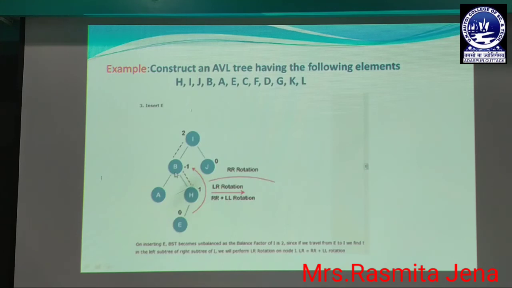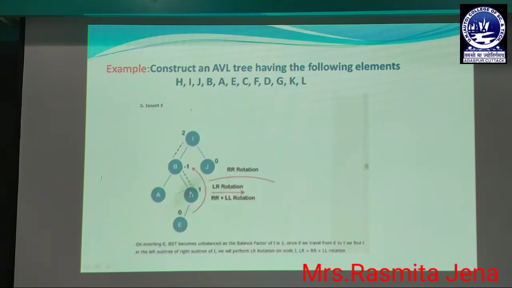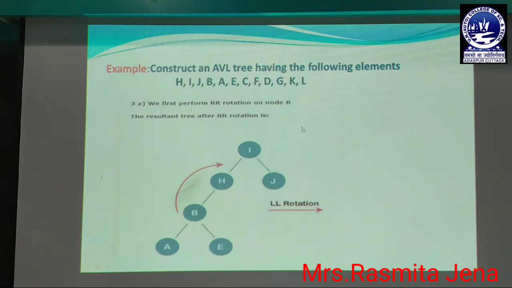So first we will perform RR rotation on node B. When we perform RR rotation on node B, the tree becomes like this. You can see, B is the root node, and the left subtree of B is A and the right subtree of B is E. H will become the root node, and B becomes the left subtree of the node H, and A is as usual the left subtree of the node B, and the node E which was inserted becomes the right subtree of the node B after performing the RR rotation on node B.